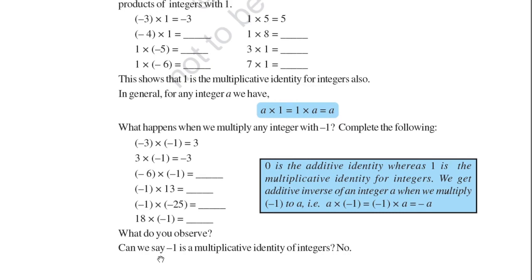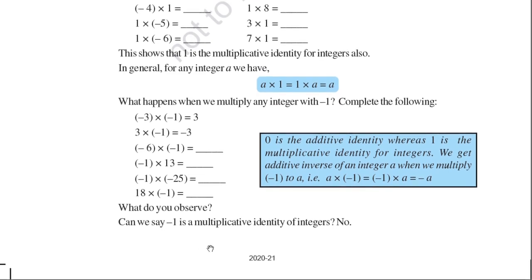So what do you observe? Can you say minus 1 is a multiplicative identity of integers? The answer is no. 0 is the additive identity, whereas 1 is the multiplicative identity for integers. We get the additive inverse of an integer a when we multiply minus 1 to a, that is a into minus 1 is equal to minus 1 into a is equal to minus a.